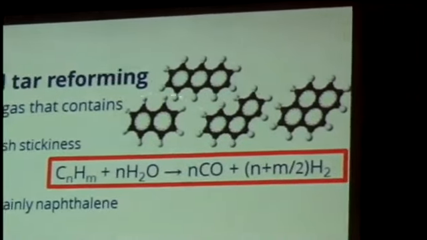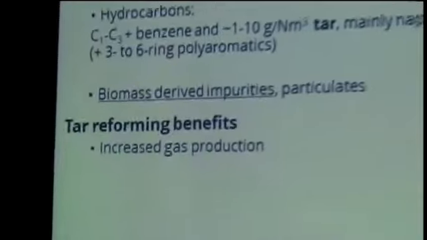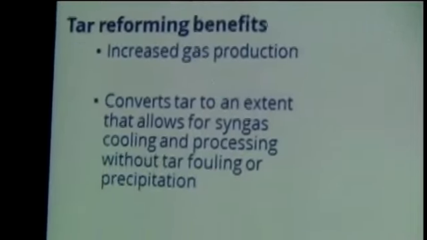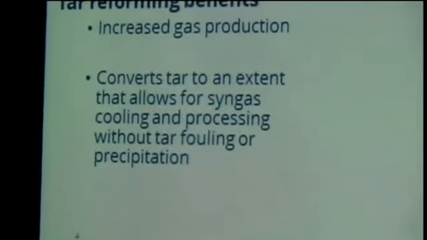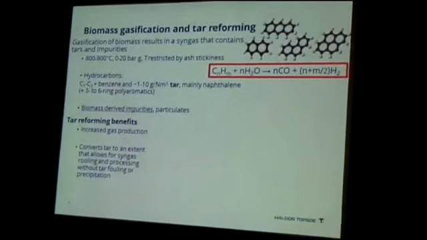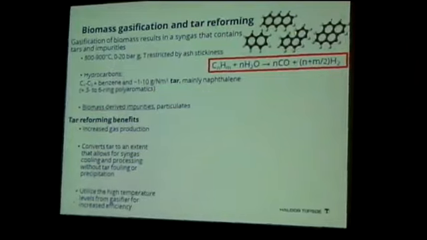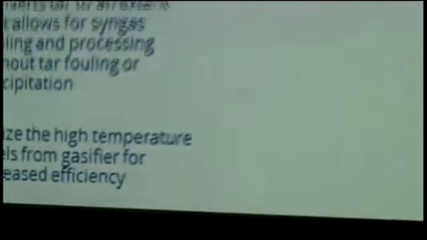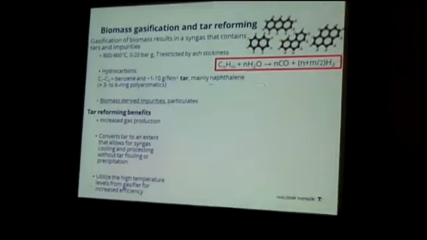This is the component naphthalene that is by far the biggest part of the tars. But the benefit of steam reforming these tars is that you do get increased syngas production. You convert these tars to a degree that you can allow the gas to be cooled and processed without precipitation and condensation of these tars, which typically is a problem. And you utilize the already present high temperatures at the exit of the gasifier for exergy.